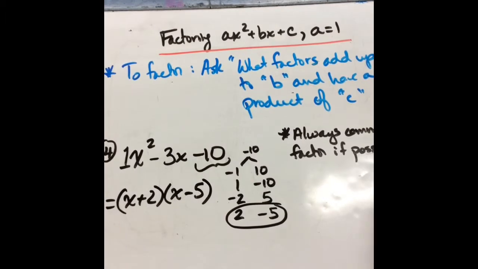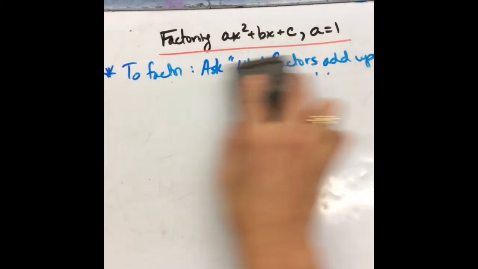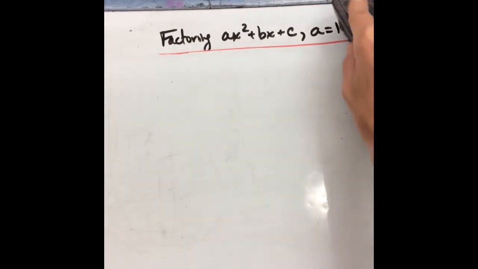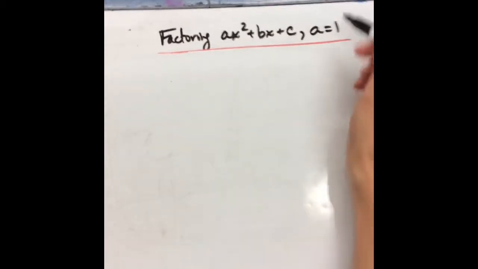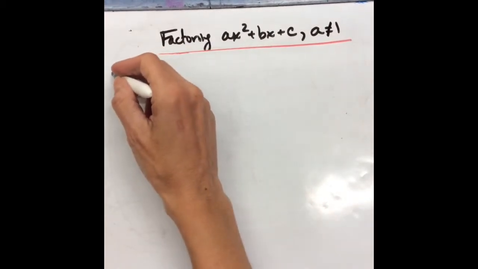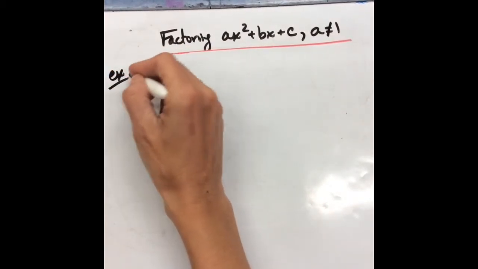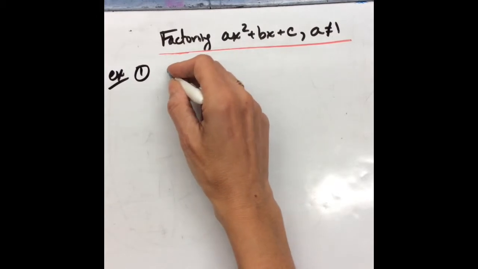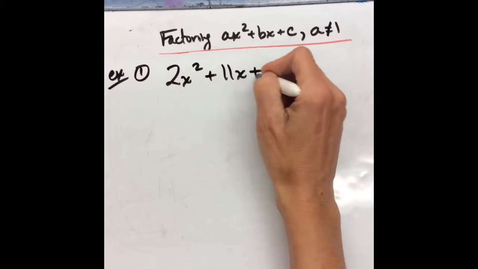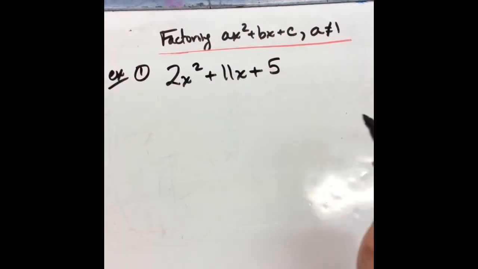So the next thing we're going to do is to factor, same thing, trinomials. However, this time the change is going to be a does not equal 1. So here's an example. What we have here is 2x squared plus 11x plus 5. Now there are different ways of doing this.